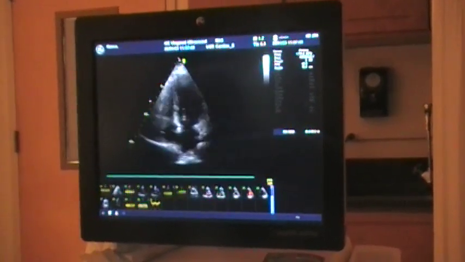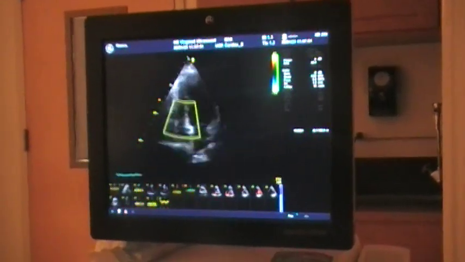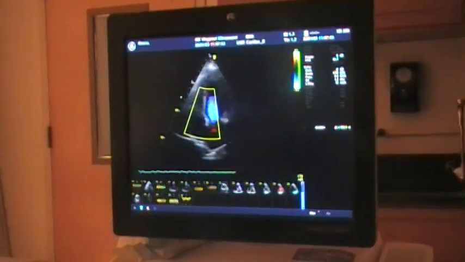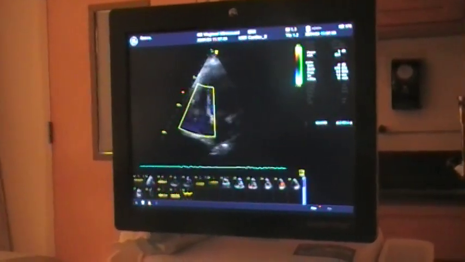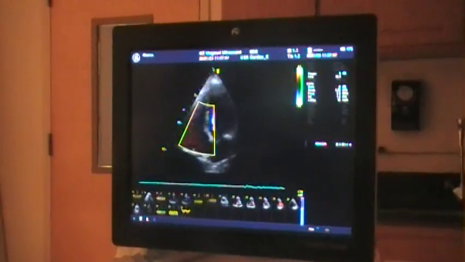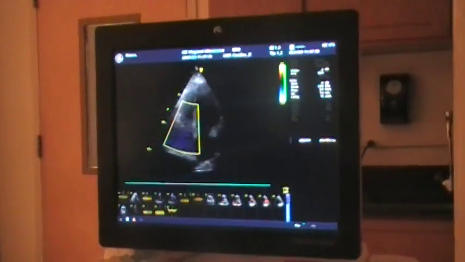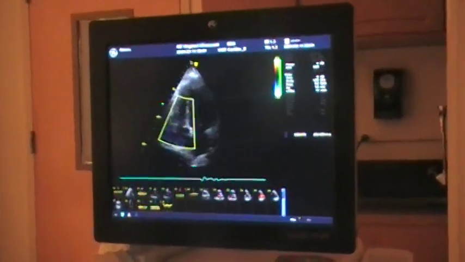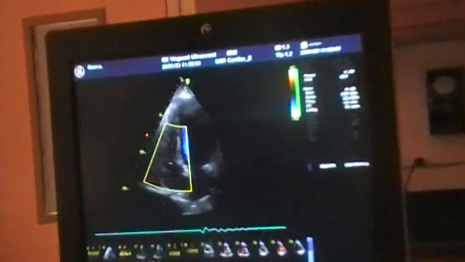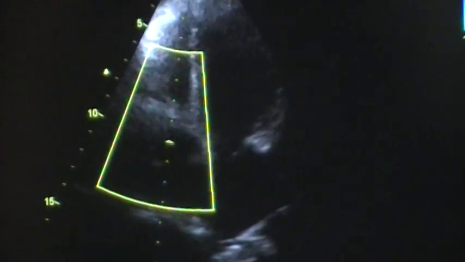Now we're going to do the right side. We're going to get that tricuspid regurg again. We really don't worry about tricuspid stenosis on adults. That's usually a congenital thing they find in babies. Most of the time on a routine echo, you're just getting tricuspid regurg, looking for it.